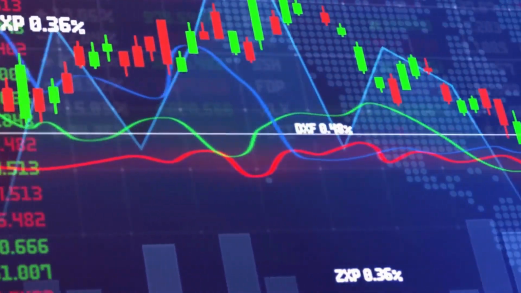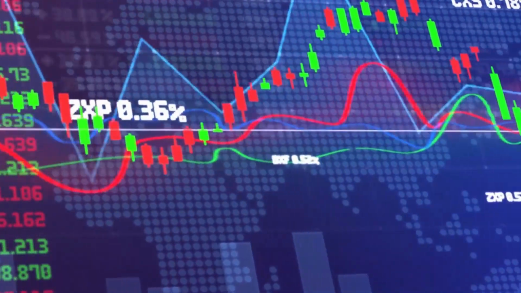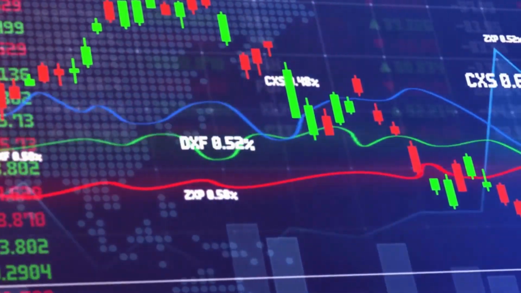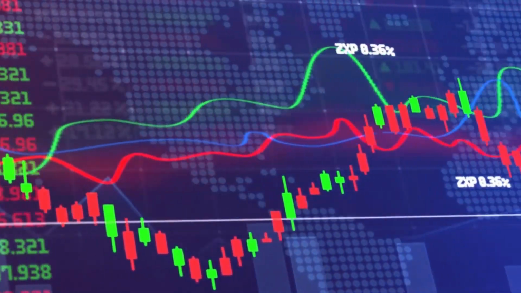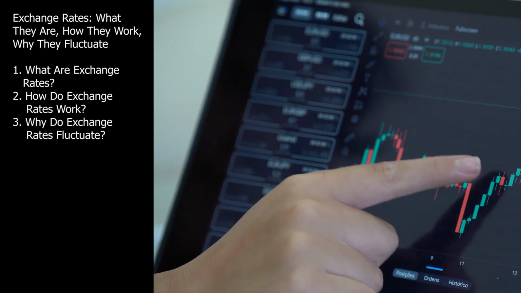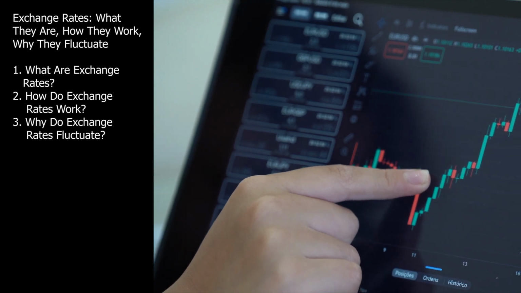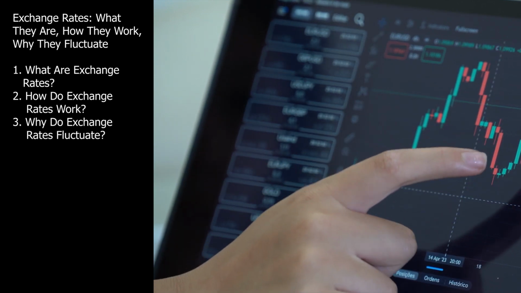they are determined by supply and demand forces influenced by various economic, political, and market factors. These rates are continually changing, reflecting the dynamic nature of the global economy and financial markets. Traders and investors in the forex market aim to profit from these fluctuations by accurately predicting future exchange rate movements.